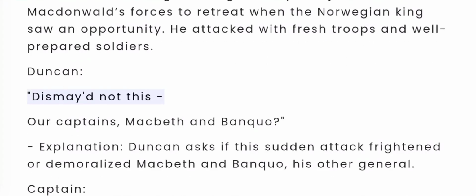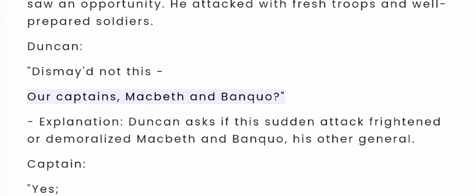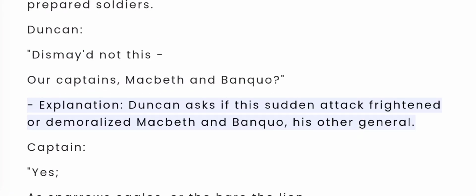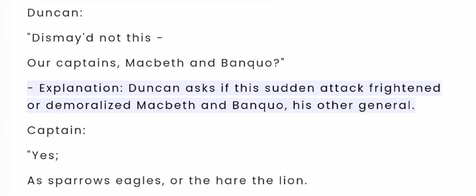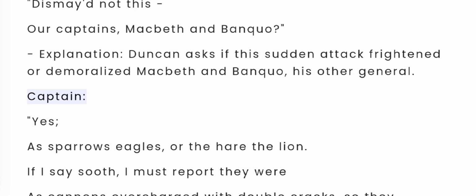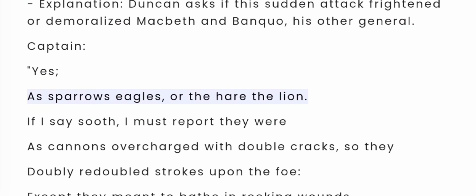Duncan: Dismayed not this our captains, Macbeth and Banquo? Explanation. Duncan asks if this sudden attack frightened or demoralized Macbeth and Banquo, his other general. Captain: Yes, as sparrows, eagles, or the hare the lion.